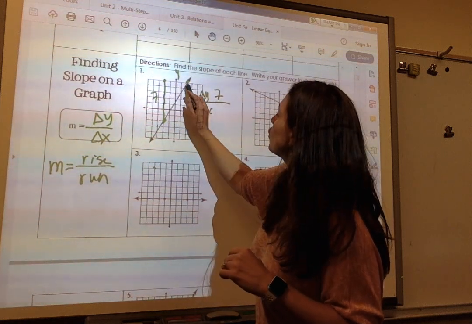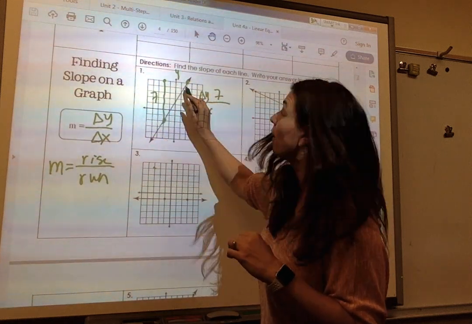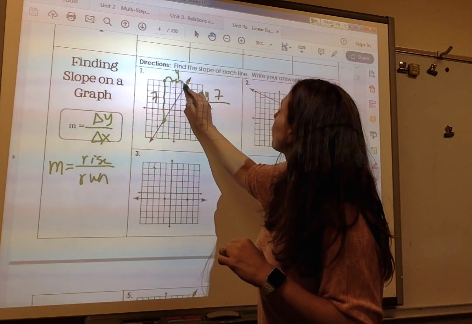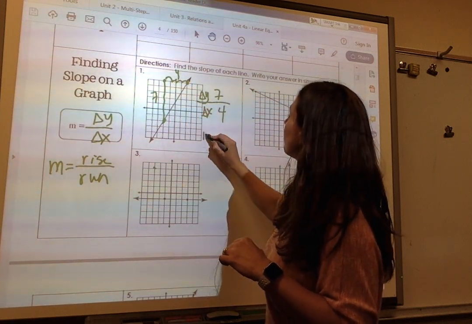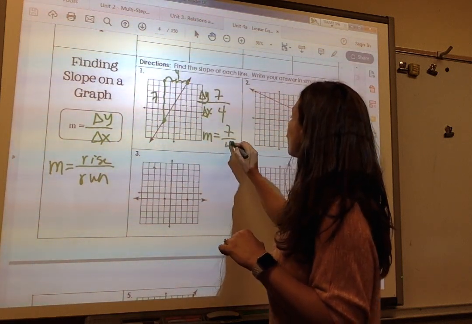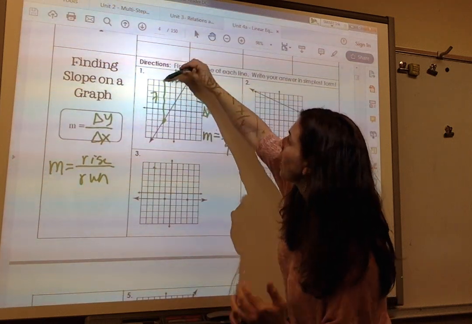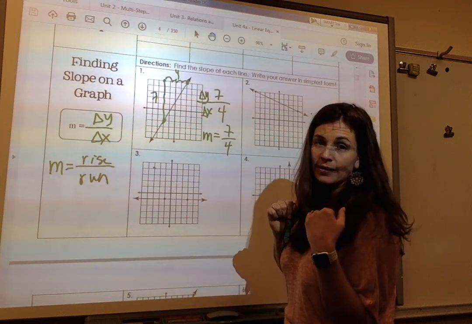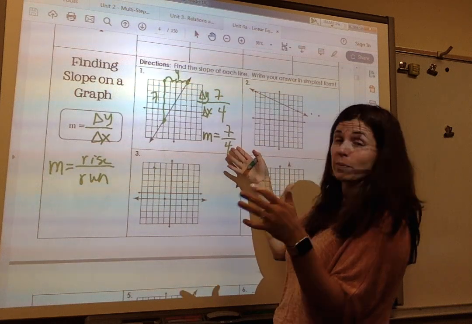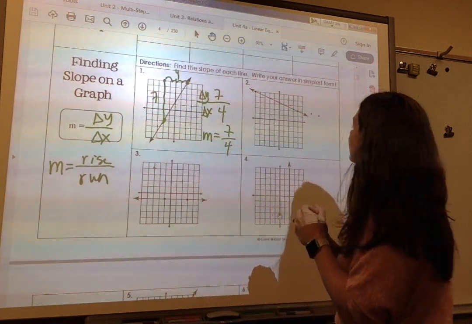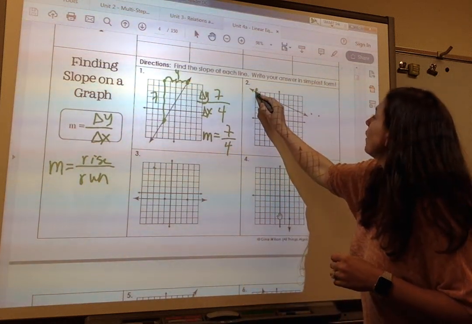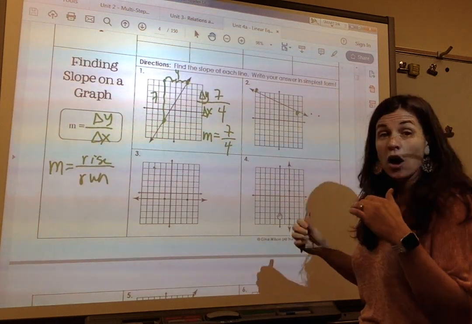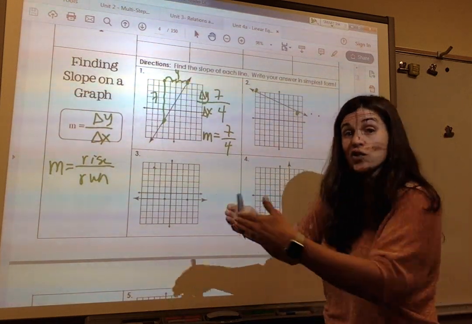And what is my change in x? So my x, or my run, how far am I going to run? 1, 2, 3, 4. So my slope then is 7 over 4 because I changed 7 on the y, 4 on the x. And it's already simplified, so my slope is easy, 7 over 4. Let's take a look at number 2. Here's my leftmost point, here's my rightmost point. And I always go left to right because my skier skis left to right.